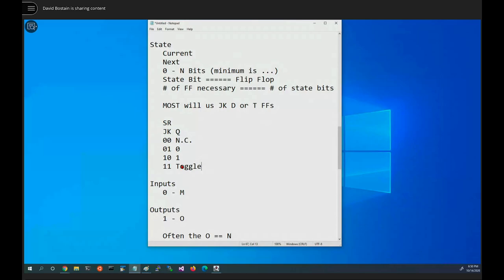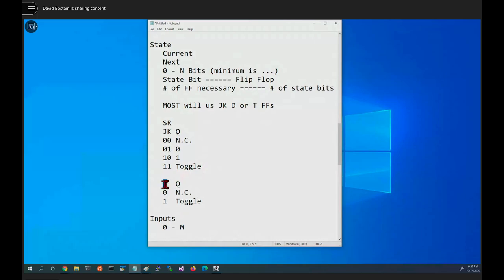Well, the engineers got a hold of a JK, and they said, you know what? In your application, you never use those two states. You either want it to toggle or you want it to not toggle. Why don't we tie J and K together and call them T and have it produce a Q, where T could be a zero, in which case there's no change, or T could be a one, in which case you get a toggle. So this is the fourth type of flip-flop.